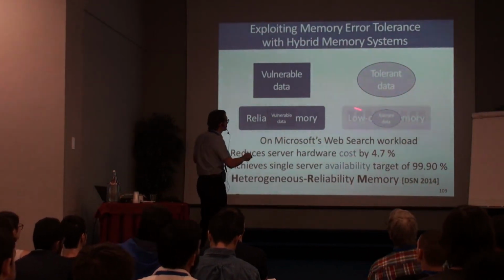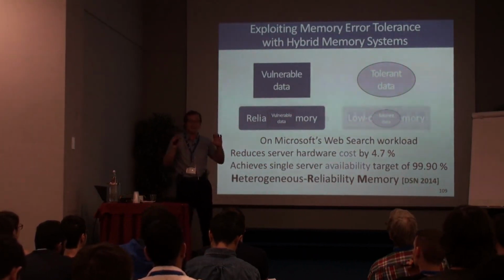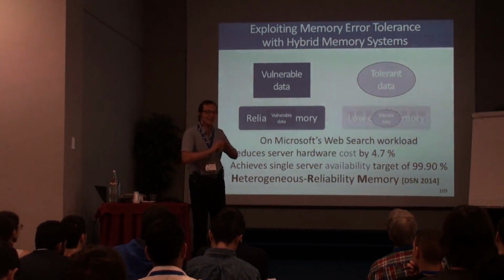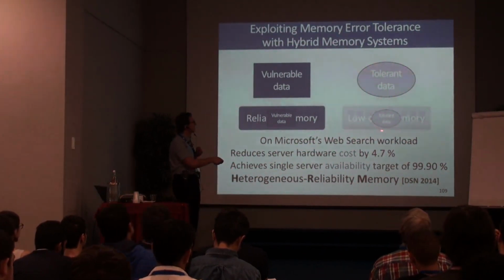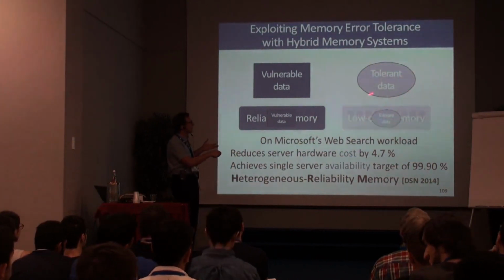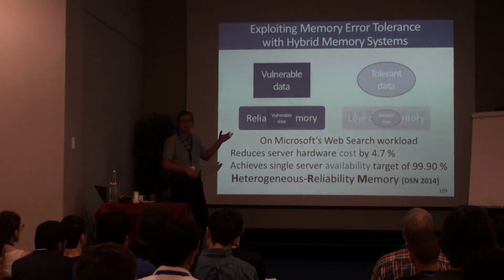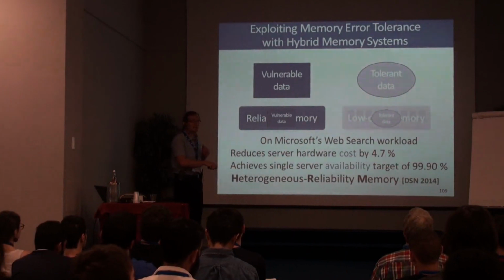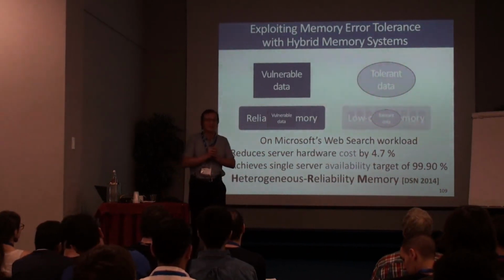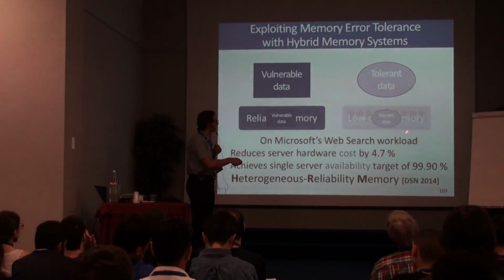It turns out if you're actually intelligent about partitioning data in your workload, maybe not extremely intelligent, but somewhat intelligent at the memory region level, you can get rid of ECC from most of the system because most of the data doesn't need as much error correction. As a result, you can reduce the server hardware cost by 4 to 5%. And you can still get a very good availability target, 99.9%, which means that you're not sacrificing that much reliability while reducing the cost.